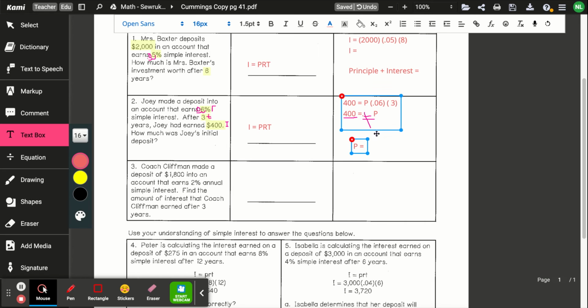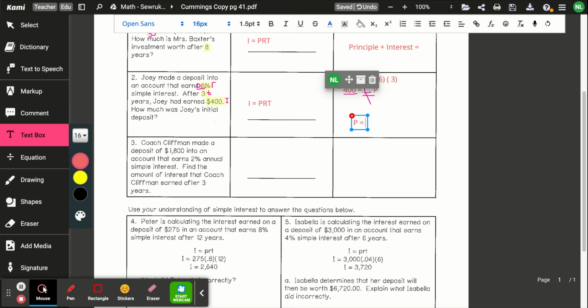So that will give you the principal, or that will give you how much his deposit was. All right, for question number 3, Coach Cliffman made a deposit of $1,800 into an account that earns 2% annual simple interest. Find the amount of interest that Coach Cliffman earned after 3 years.